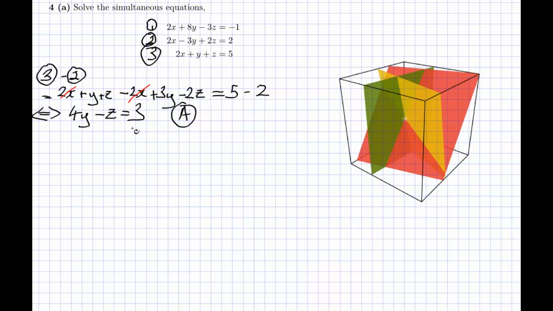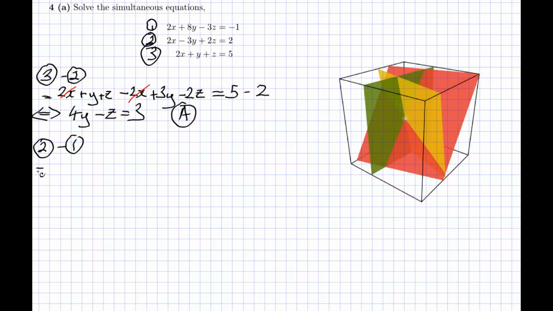So I can't do anything more with this. I have a y and a z in there, and I just have to leave it like that. So now I'm going to find the intersection of two other planes. This time I'm going to work with 2 and 1, so 2 minus 1. Again, I'm going to try and get rid of the x's, because I got rid of x's before, and also it just so happens in this case that getting rid of the x's is going to be probably the easiest, because it's 2x in both cases.